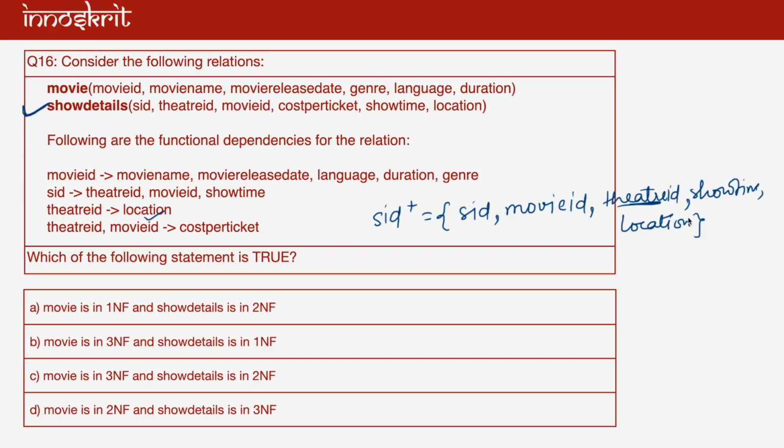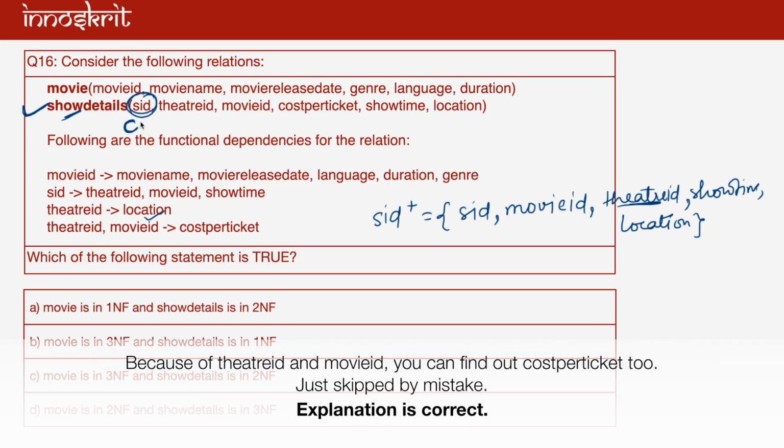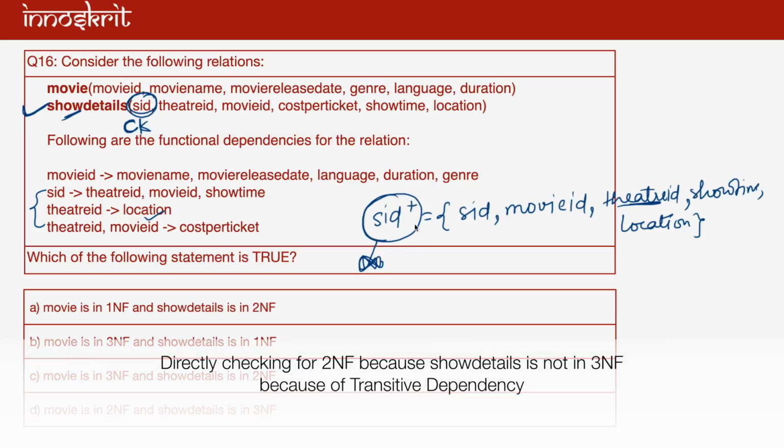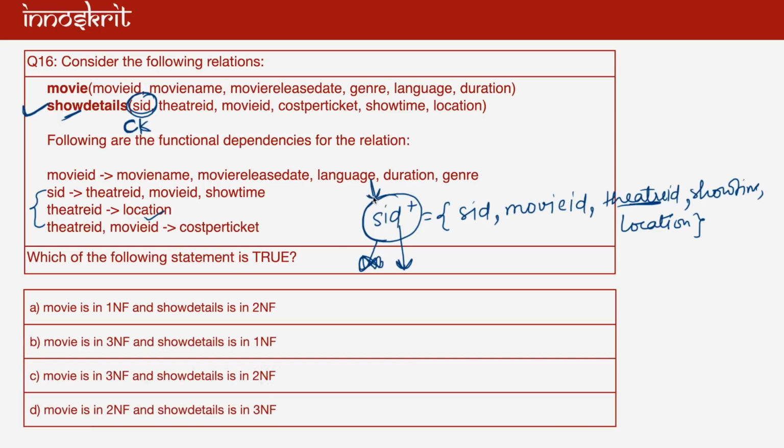That means for this show detail table, SID is going to be the candidate key, right? Now if you look at the candidate key for this table, there is no proper subset of this candidate key. Can you find any proper subset? No, because this is only one attribute. We can only find a proper subset if it has multiple attributes, but it is a lone attribute, so we cannot have any proper subset. And if we cannot have any proper subset, then there is no existence of partial dependency also.